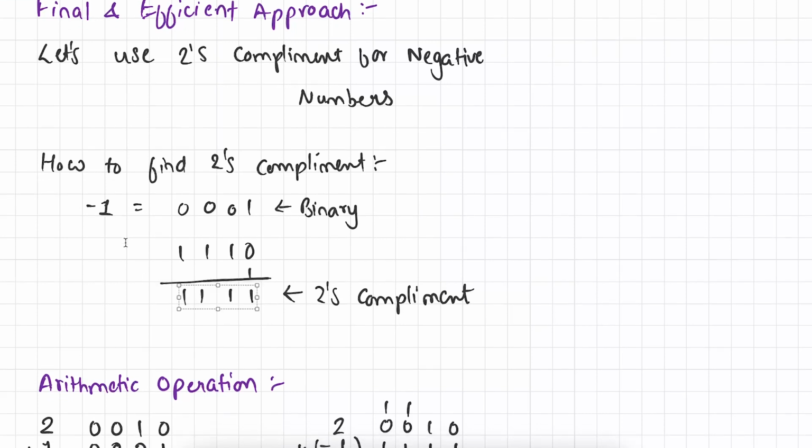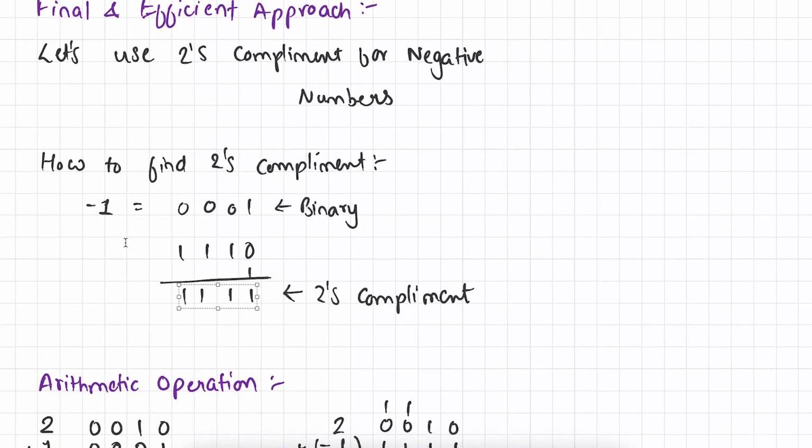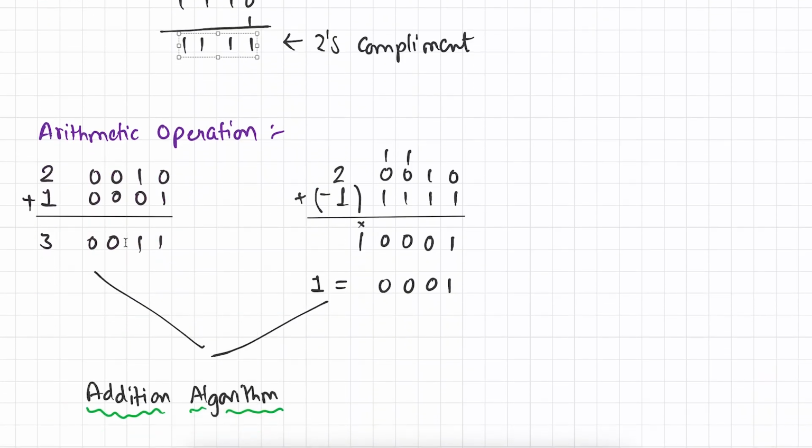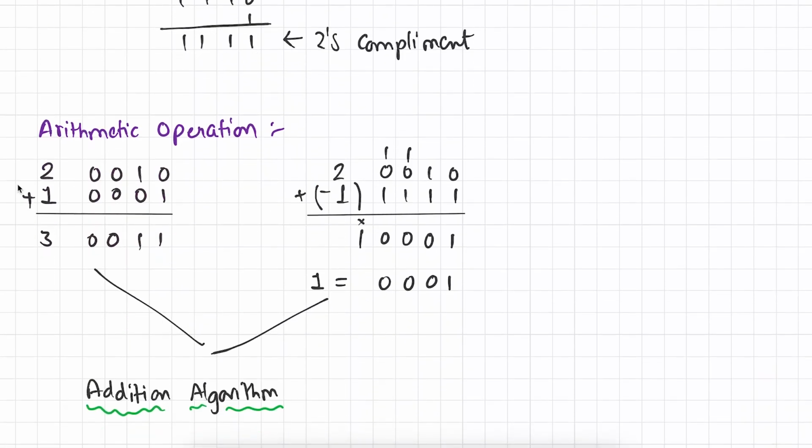Okay. Now let's move on to arithmetic operations, how it works. If we add 2 plus 1, we get 3, and this is what was happening in the previous approach also. Now what about this approach? What about 2 minus 1? Here also it works perfectly. How? This is the binary representation of 2 and this is the 2's complement of minus 1.